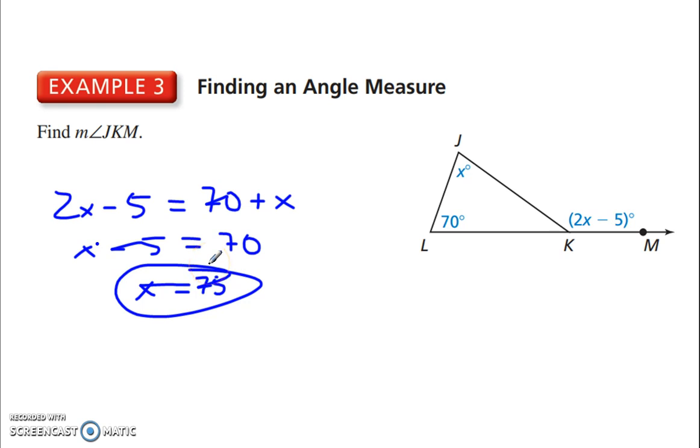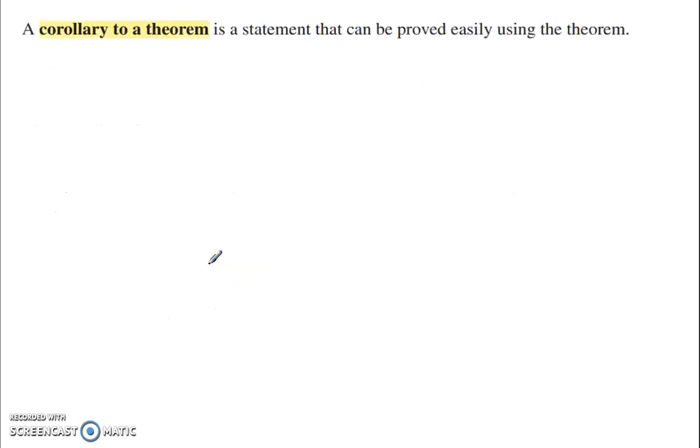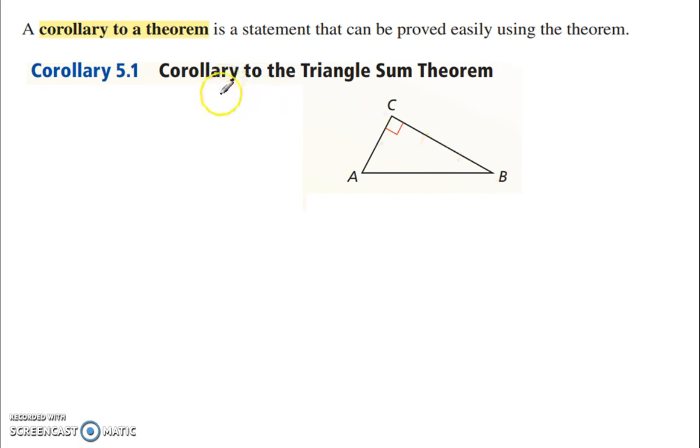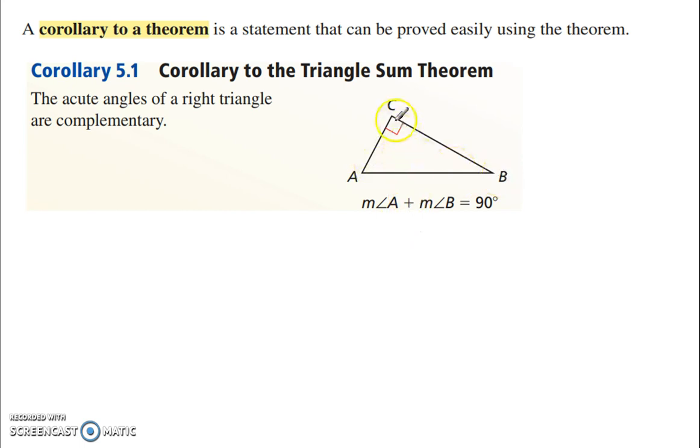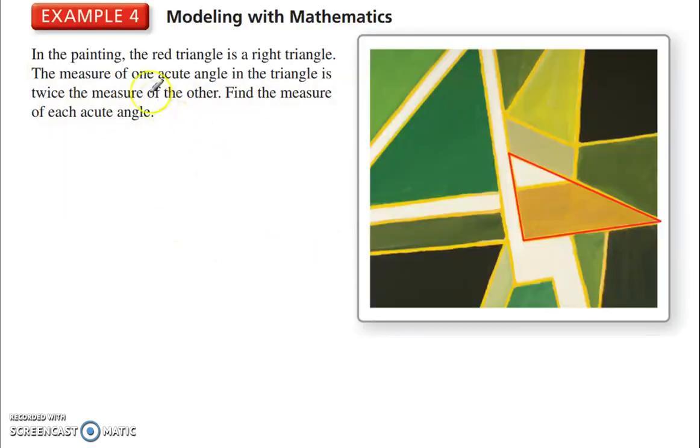Okay, a corollary theorem is a statement that can be proved easily using the theorem. So corollary to the triangle sum theorem, if this angle right here is 90 degrees, and we know that all of them are 180 together, then I know that that leaves another 90 for these two, right? So that means A and B in a right triangle, the other two, the acute angles, add to 90 degrees. So if I have a problem like this, the red triangle is a right triangle.